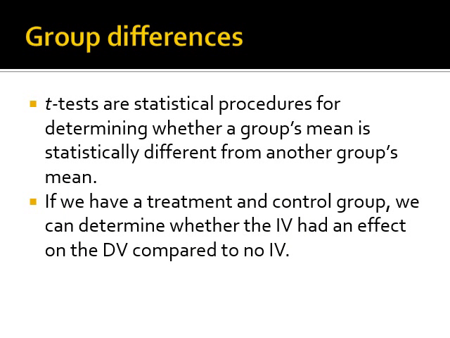So how do we figure out whether or not there are differences between those two groups, say CBT or a waitlist? Well, we use something called t-tests. T-tests are statistical procedures for determining whether a group's mean is statistically different from another group's mean. If we have a treatment and a control group, we can determine whether the independent variable had an effect on the dependent variable compared to no independent variable. So for example, CBT, if that's the independent variable, whether that has an effect on depression symptoms compared to no independent variable, so a waitlist versus actually having CBT.